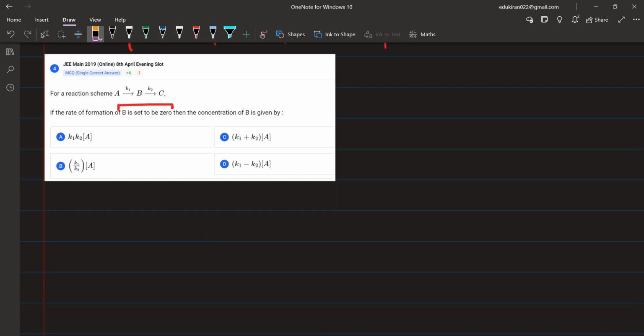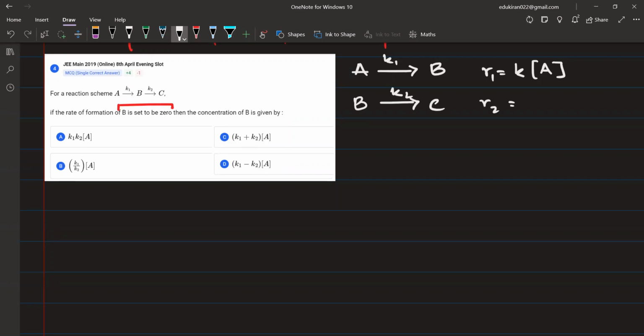So see, for the first reaction, A giving me B, with K1, I can write the rate is equal to the rate constant K into the concentration of A. Clear? Yes or no? Please tell me, guys. I'll write this as R1. For the second reaction, B giving me C, the rate constant is K2. R2 will be equal to K2 into the concentration of B. Is this clear? Yes or no? Please tell me.